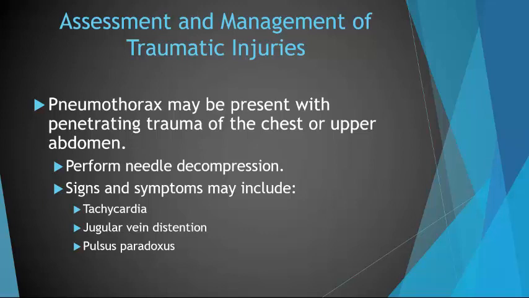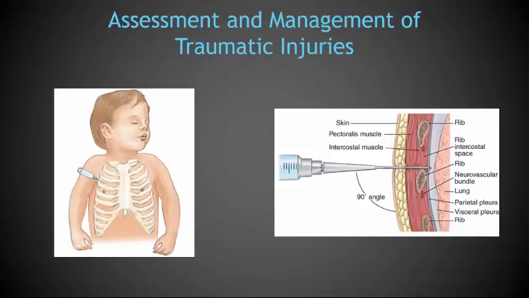on the affected side, JVD or jugular vein distension, hyperresonance to percussion on the affected side, tracheal deviation away from the affected side, and pulsus paradoxus. This is just an image of performing a chest decompression. Tracheal deviation is a late finding, and tension pneumothorax can be present without it.